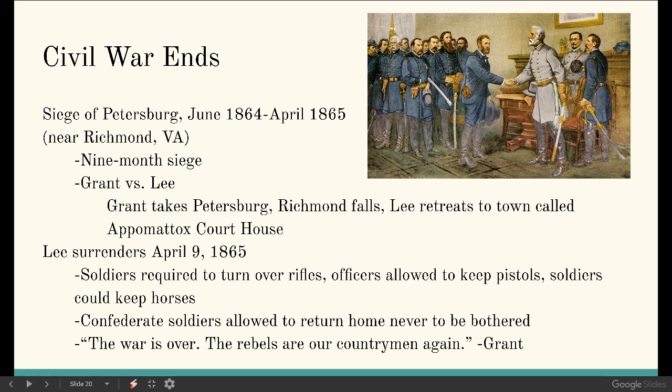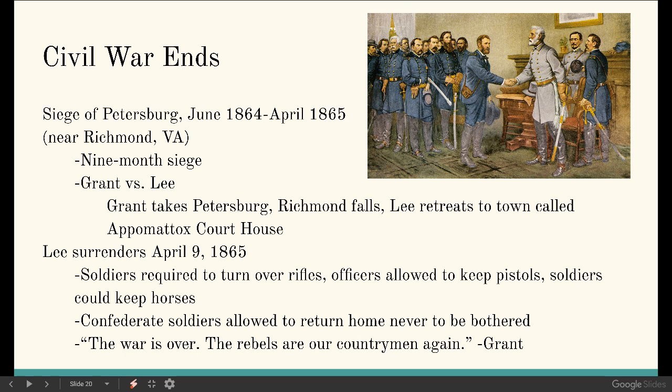Now, the terms of the surrender are very important because what Grant wants to do is to make sure that there is not going to be animosity between the North and South going forward. It's going to be a really big task to try and rebuild after the Civil War, and he recognizes that there needs to be peace and friendliness between the North and South.